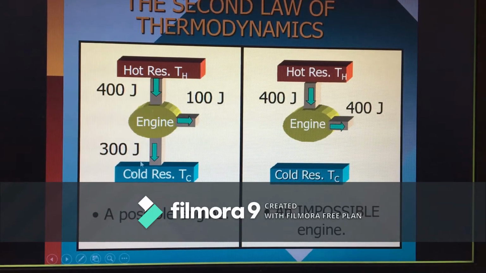So ideal engine, of course, we have an ideal to construct a very efficient engine, but in reality hindi talaga na ma-achieve natin yung 100%. But anyway, this is just a comparison of what is a possible engine and what is an impossible engine.